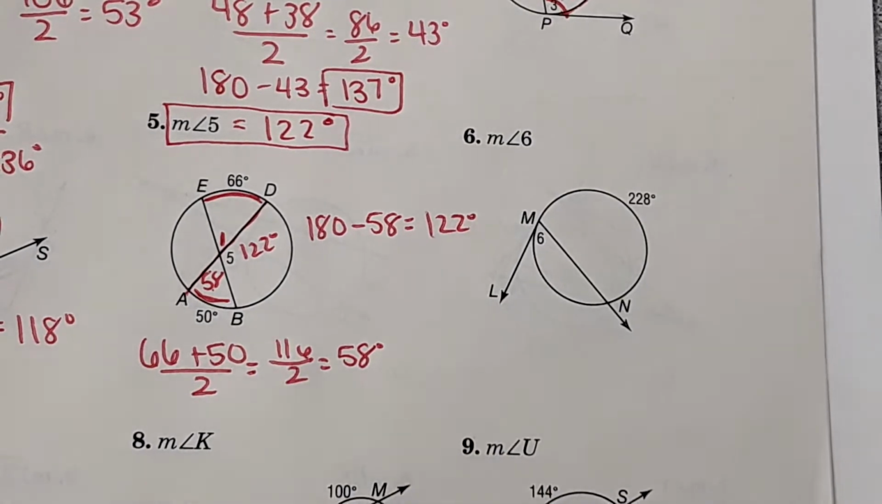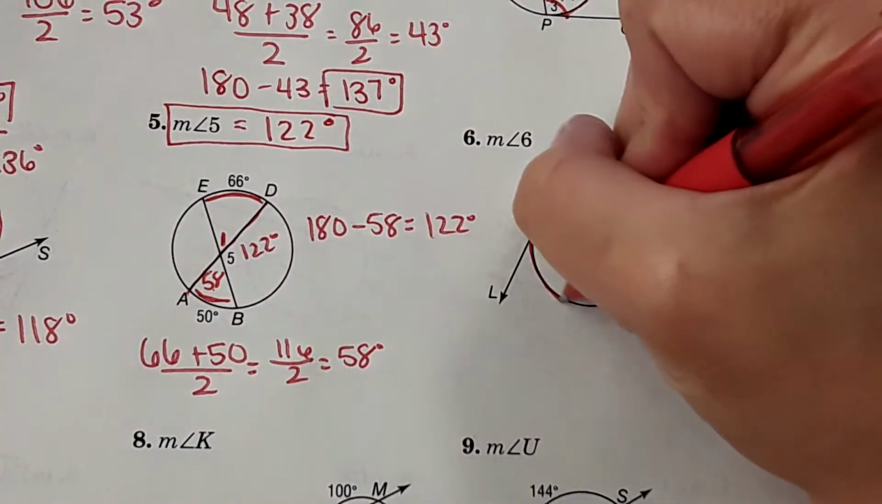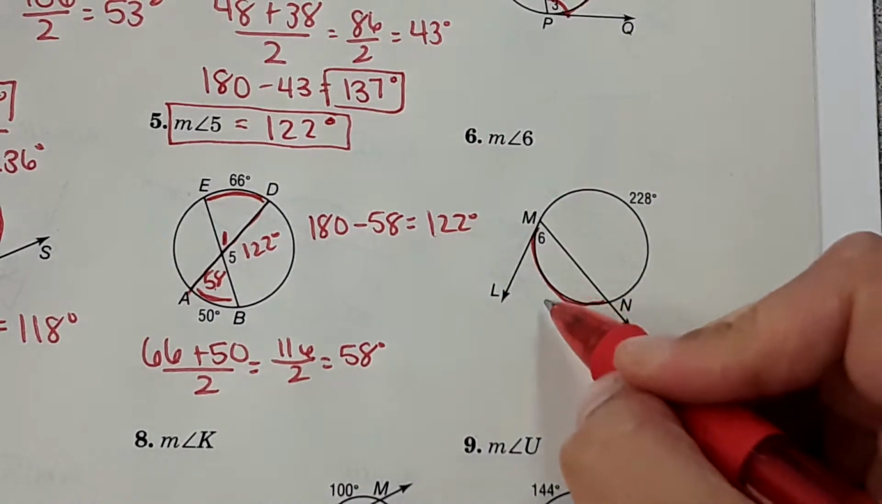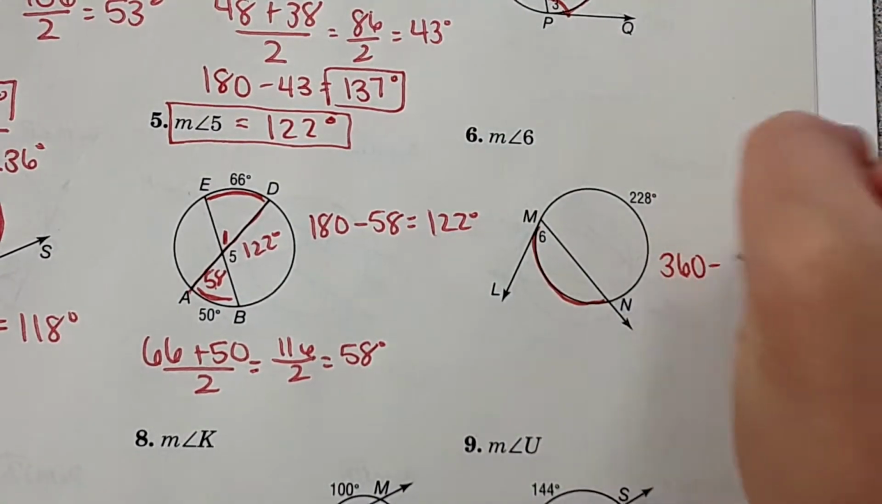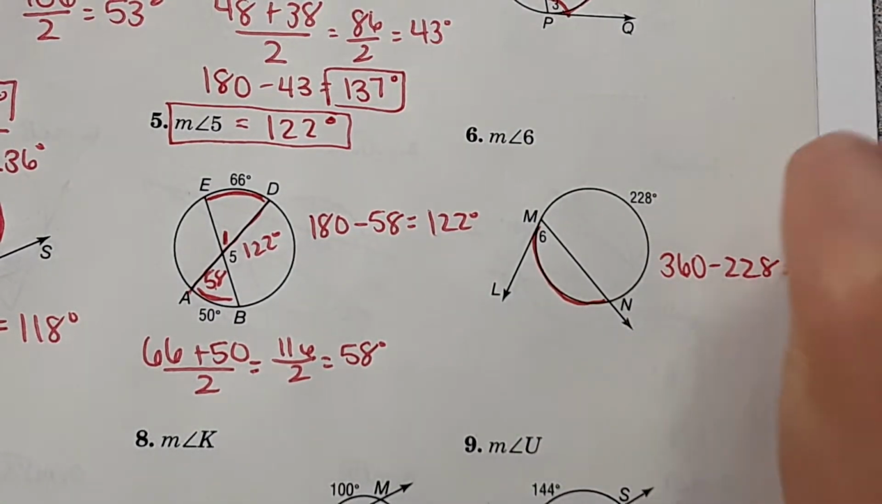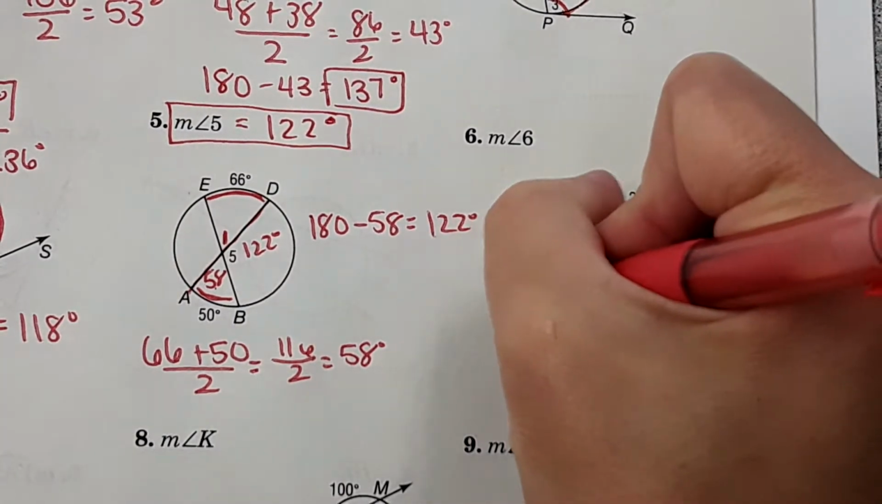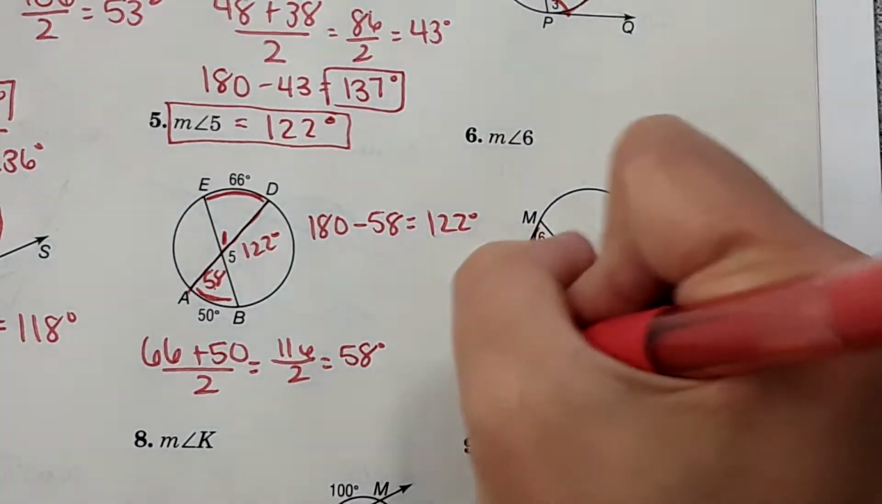Measure of angle 6. So this is the one where we have to take this arc measure and divide by 2. To find this arc measure, we're going to do 360 minus 228 to get 132 degrees. Divide by 2 equals 66.